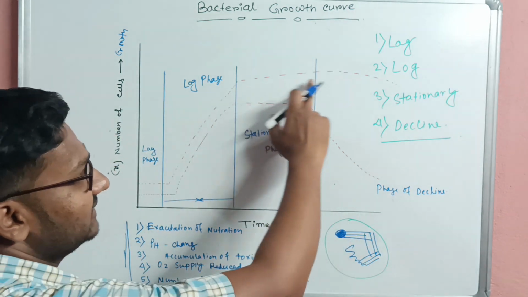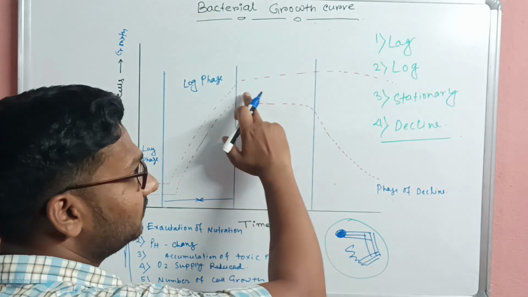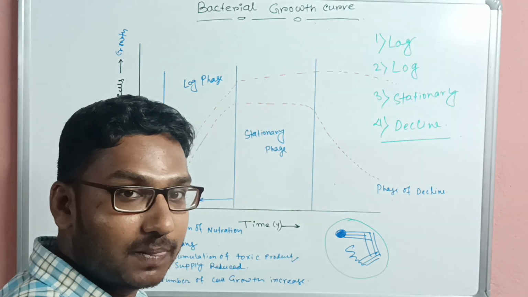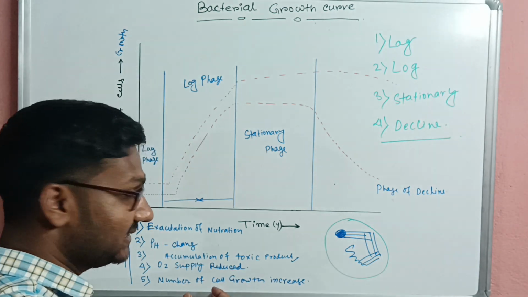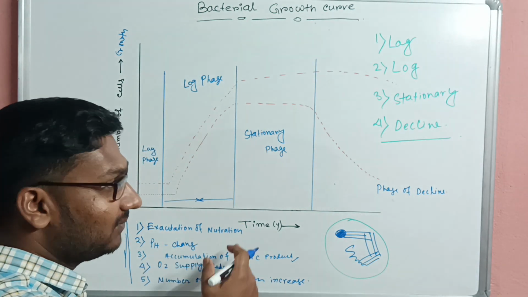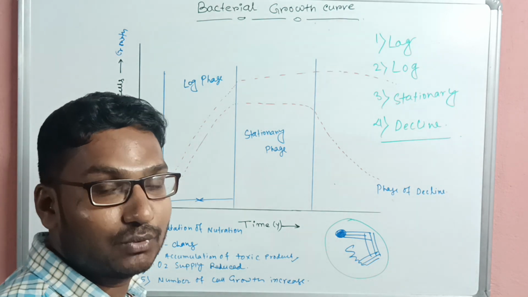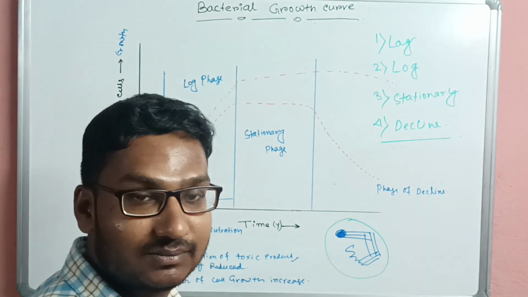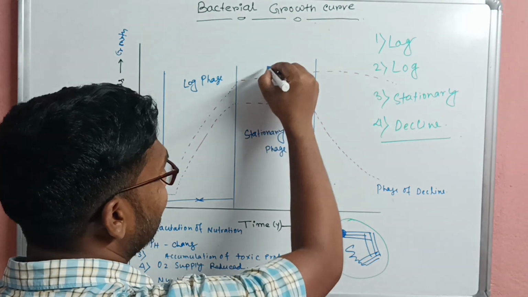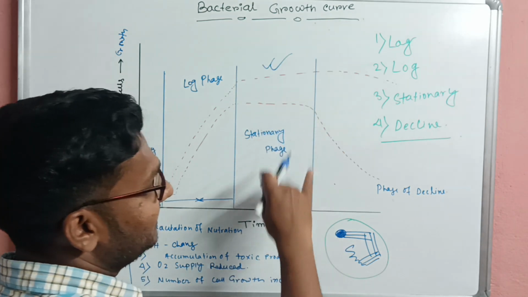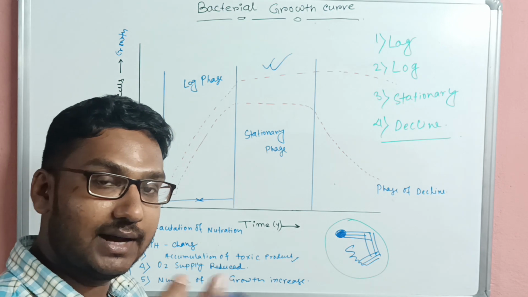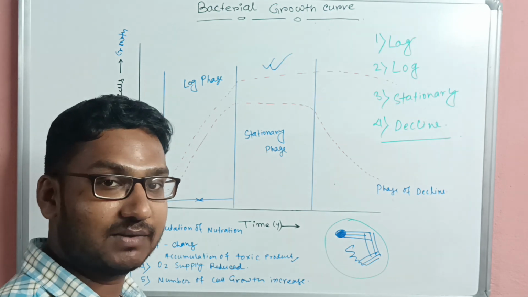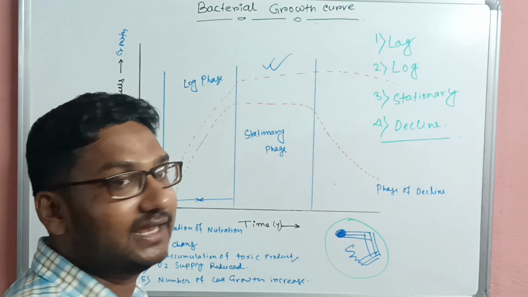Look like this. No extra growth of bacterial cells, because all unfavorable conditions are present, so at that time bacterial growth will be hampered. So this phase is called the stationary phase. Okay, now number 4, decline phase.